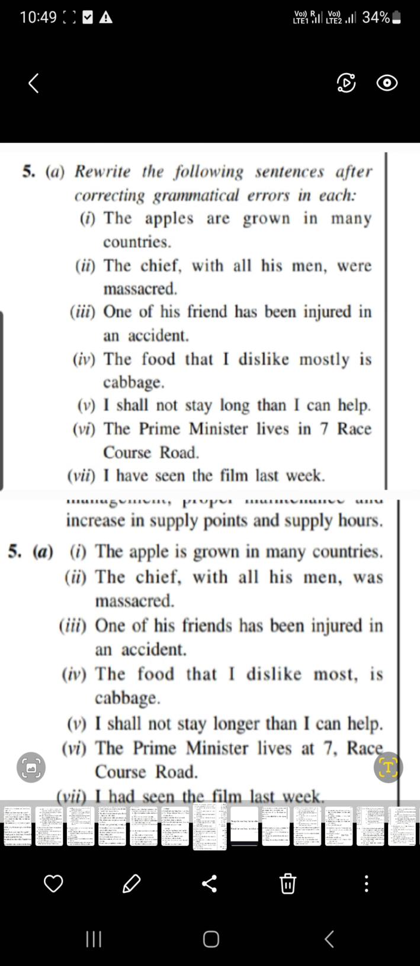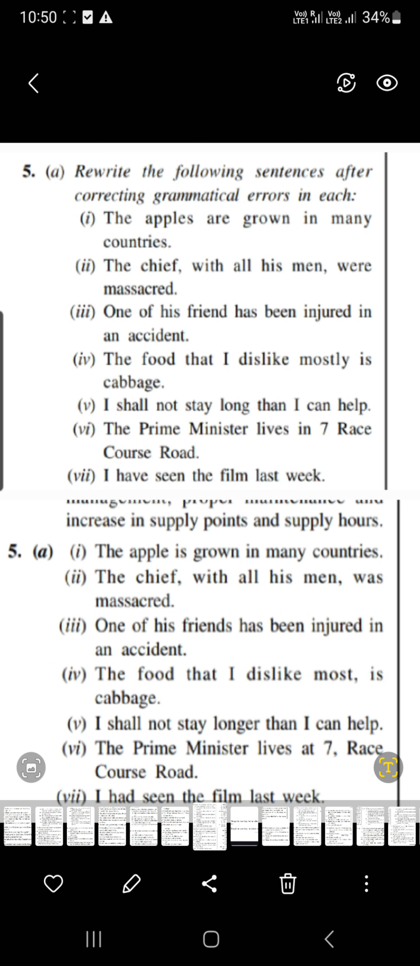Okay, then fifth one, I shall not stay long than I can help. So this is not long. I shall not stay longer than I can help. Then the sixth one, the prime minister lives in. Nobody lives in, you live at, if you're staying at a place. So the prime minister lives at 7, race course road.